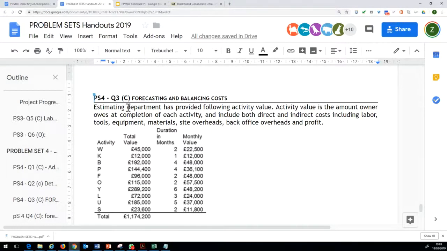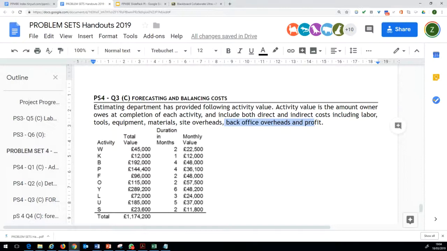So the problem description reads that the estimating department has provided the following activity table. Activity value is the amount the owner owes at completion of each activity, and it includes both the direct and the indirect cost, which includes labor, tools, equipment, materials, site overheads, back office overheads, and profit. So when the total cost is given, it basically includes both the direct and the indirect costs. So this is essentially a continuation of the problem which we were discussing previously.